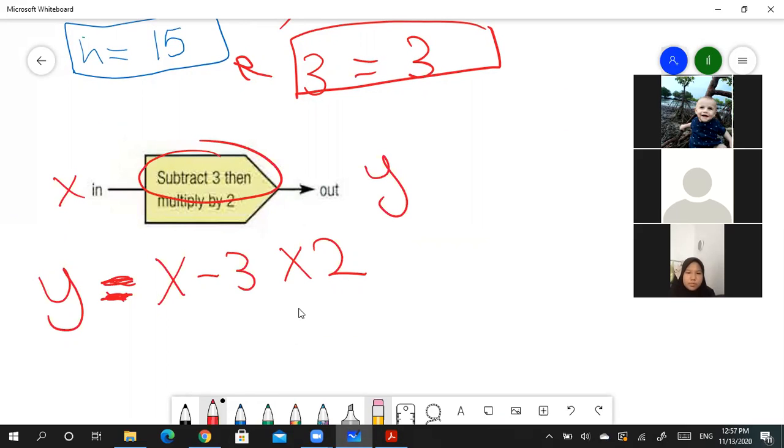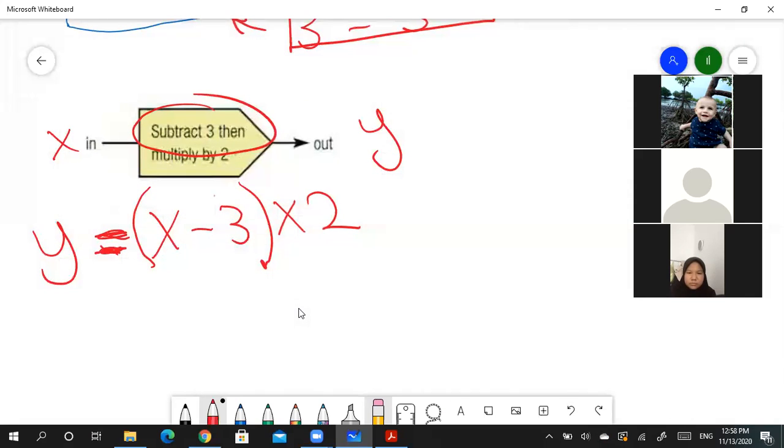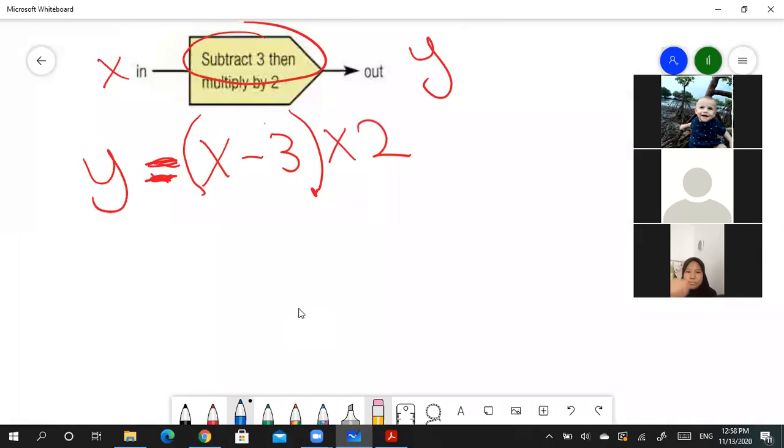And to make the order of operations correct, first of all, we have to subtract 3, so I need to make it inside brackets, right? Otherwise, it's going to carry out the multiplication first. Then this is our function, y equals (x minus 3) multiplied by 2. So we can choose any input to get the output. Let's choose input 5.